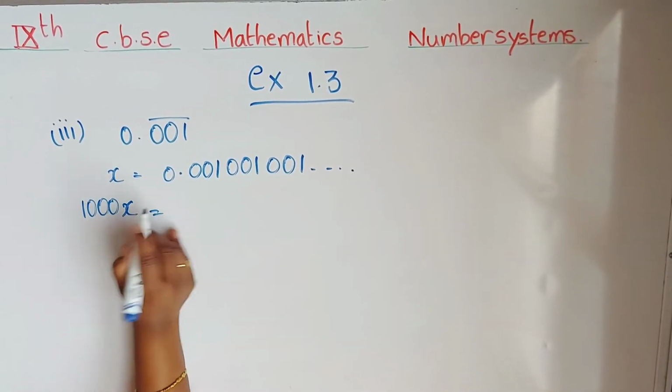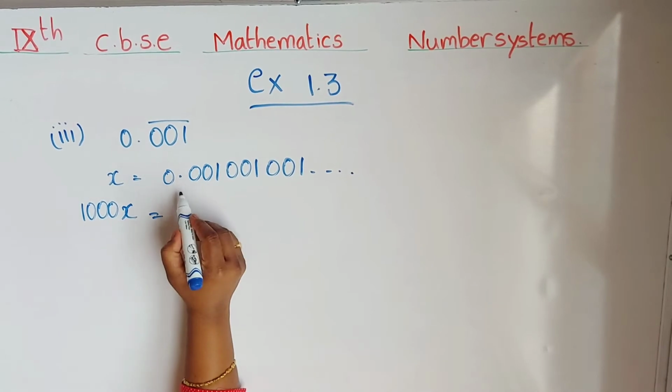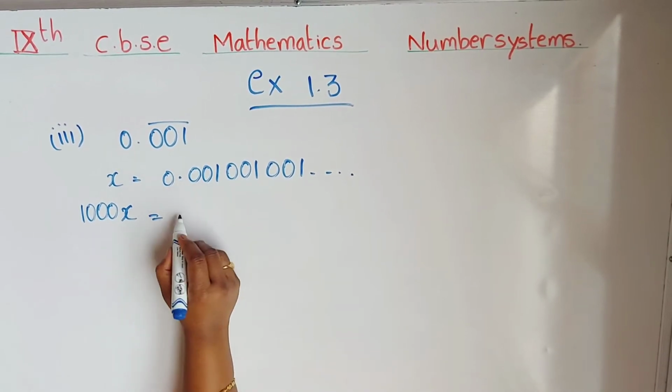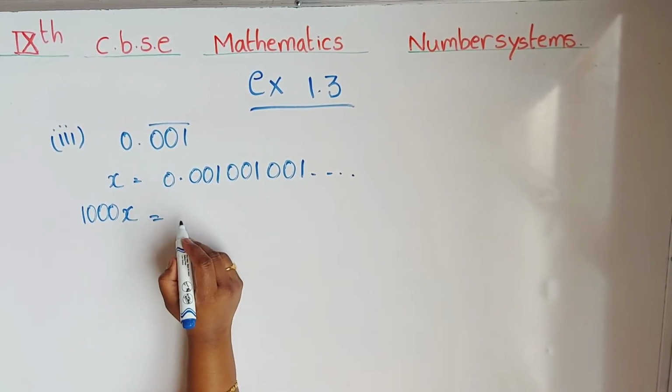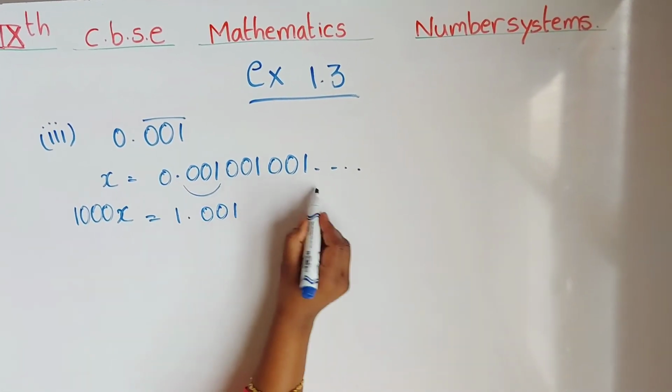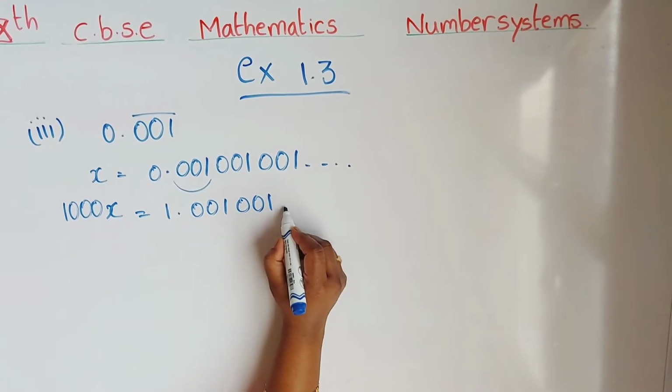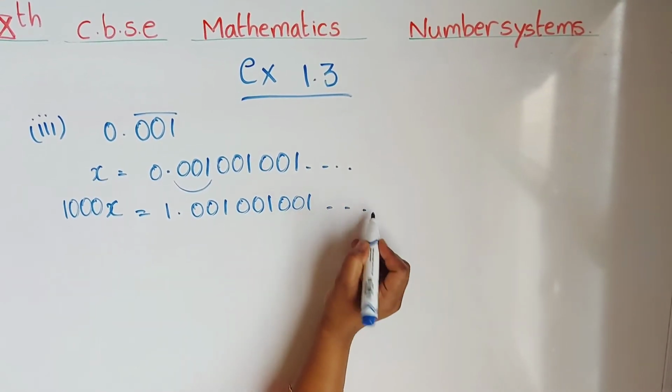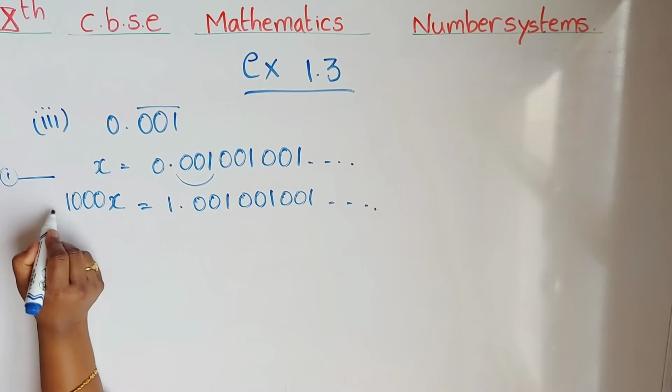I am multiplying both sides with 1000, so the point will move after 3 numbers. That is 1000x equal to 1.001001 and so on. The same thing continues.